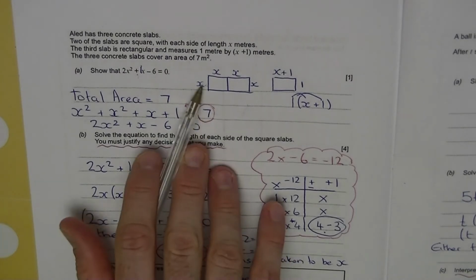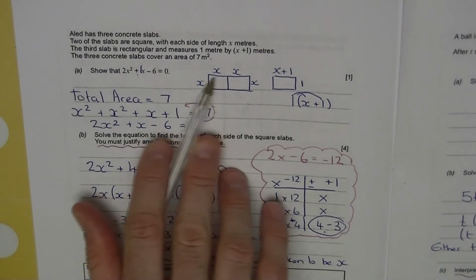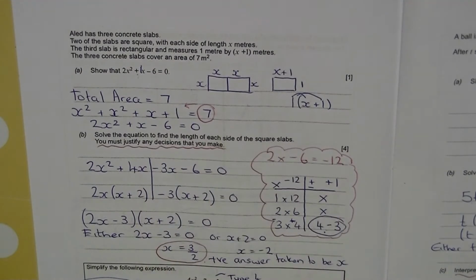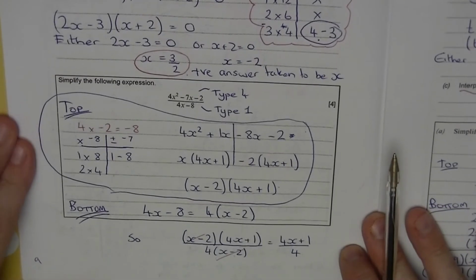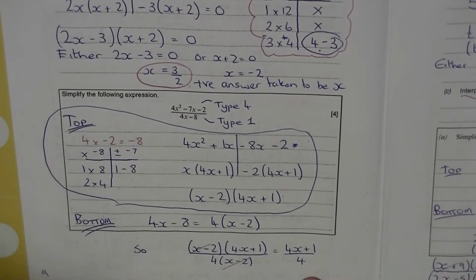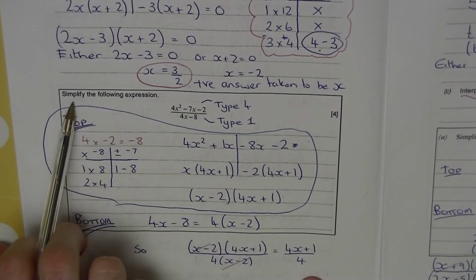Because x represents a length, the width of a square here and the length of a rectangle there, plus 1, it's impossible to have an answer minus 2. I'm not going to be saying, oh, the length of this rectangle is minus 2, it just doesn't make sense. So the only answer that makes sense is this one, and I've written positive answer taken to be x, okay? Quick look at the bottom. Okay, different type of thing, but again, we're not asked to solve, we're not asked to factorise, in fact, we're asked to simplify.